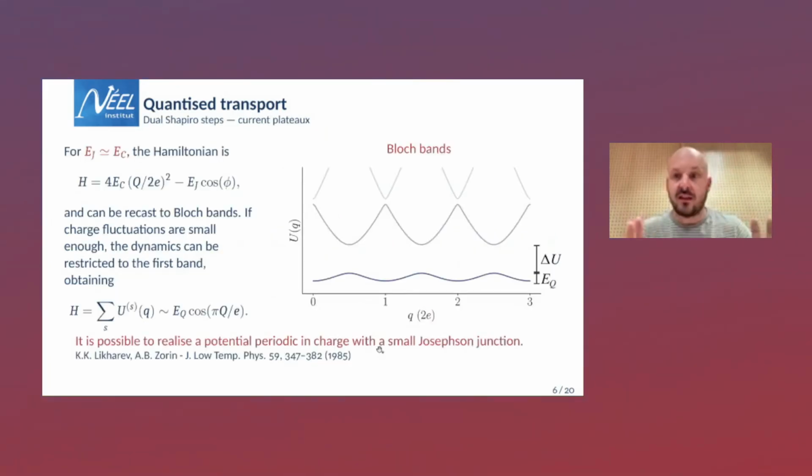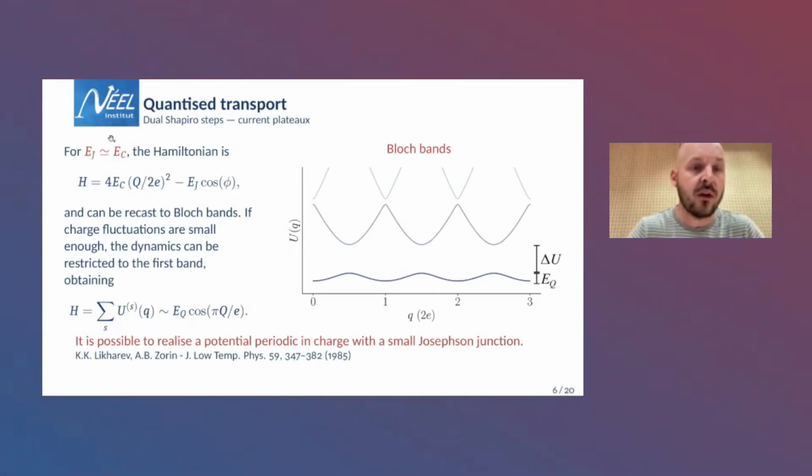So as I said, this is by no means our idea. It is definitely the work of Likharev and Zorin, something like 40 years ago. Their bright idea suggested that it should be possible to engineer a Josephson system to really get the dual of the Shapiro step. So now let me walk you through this idea.